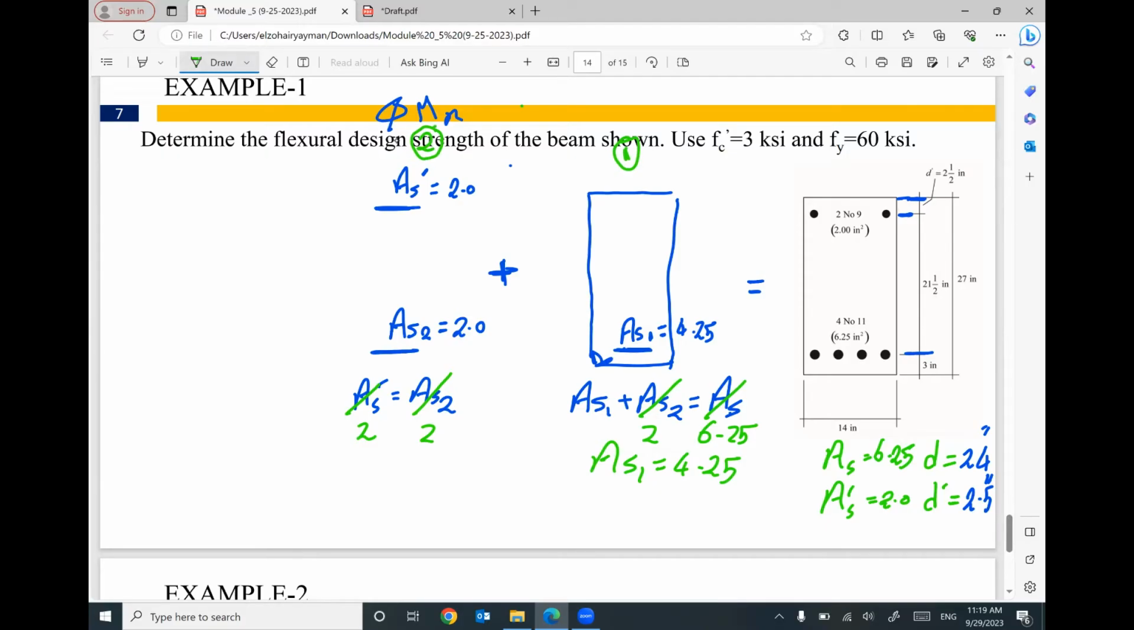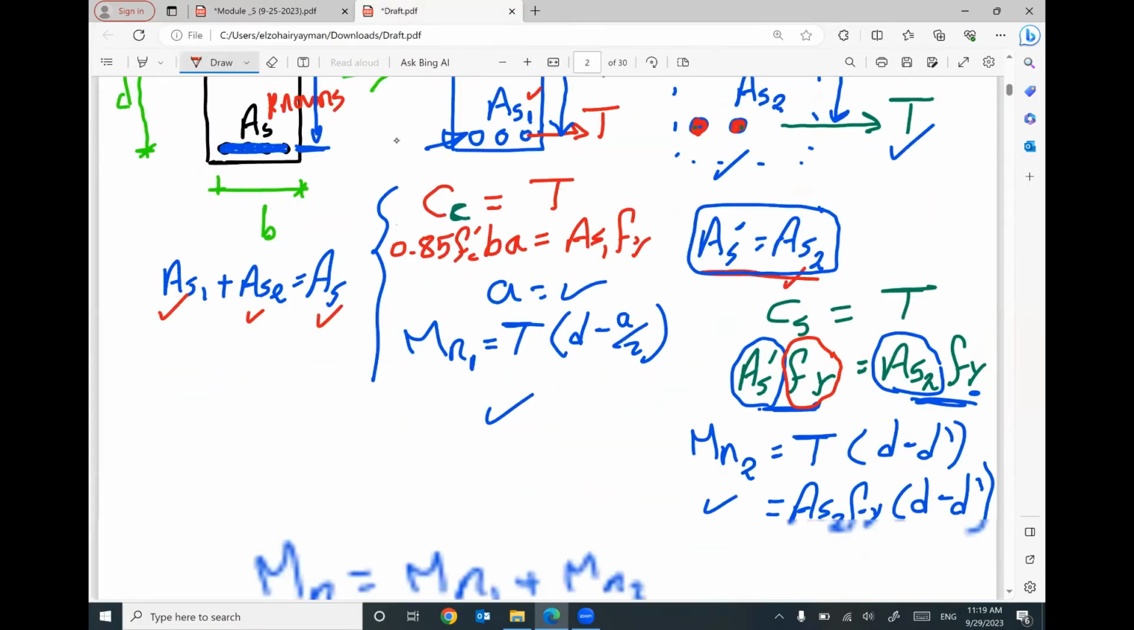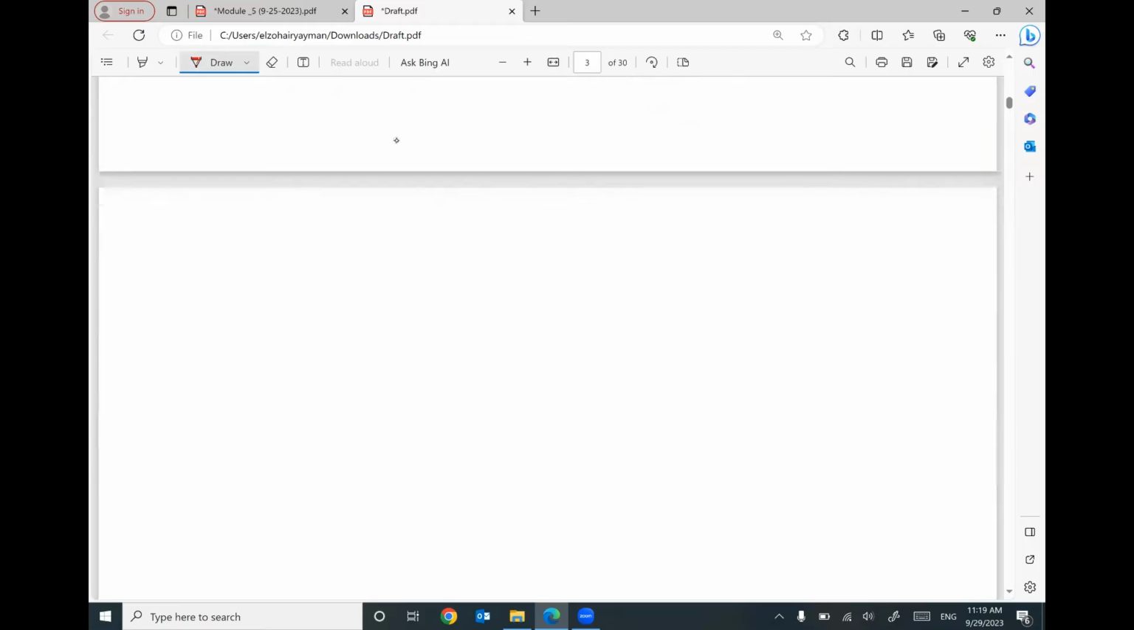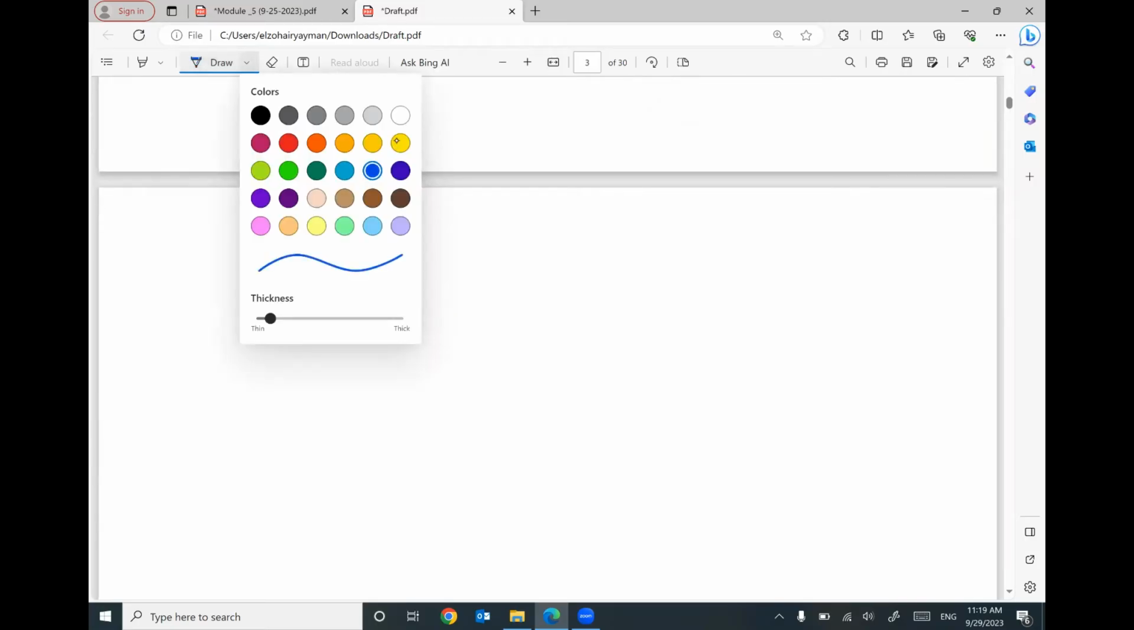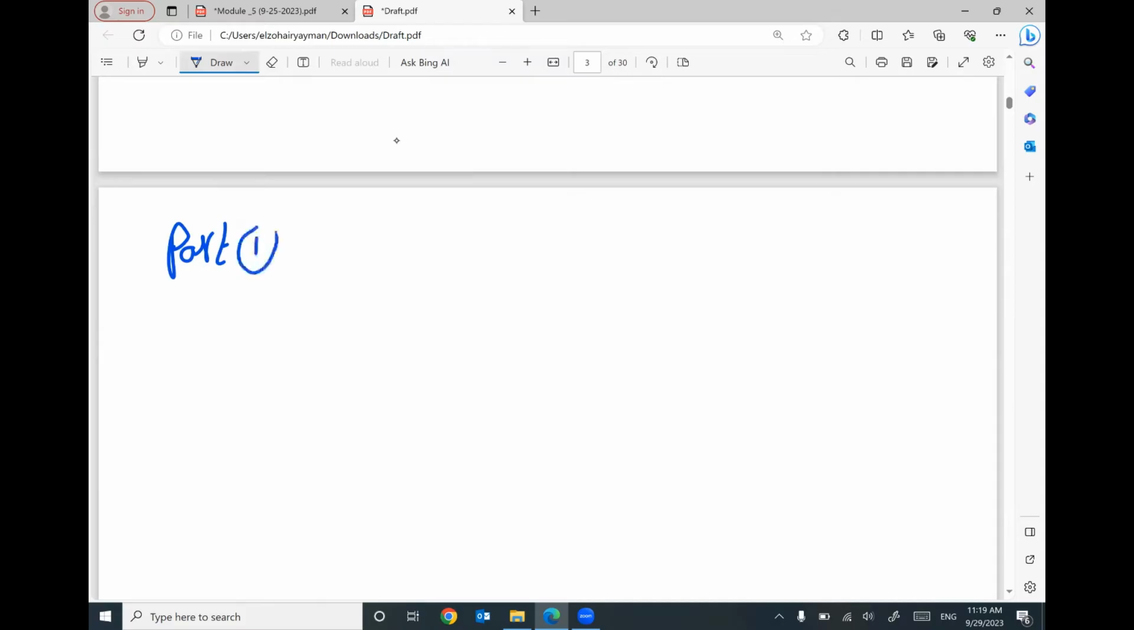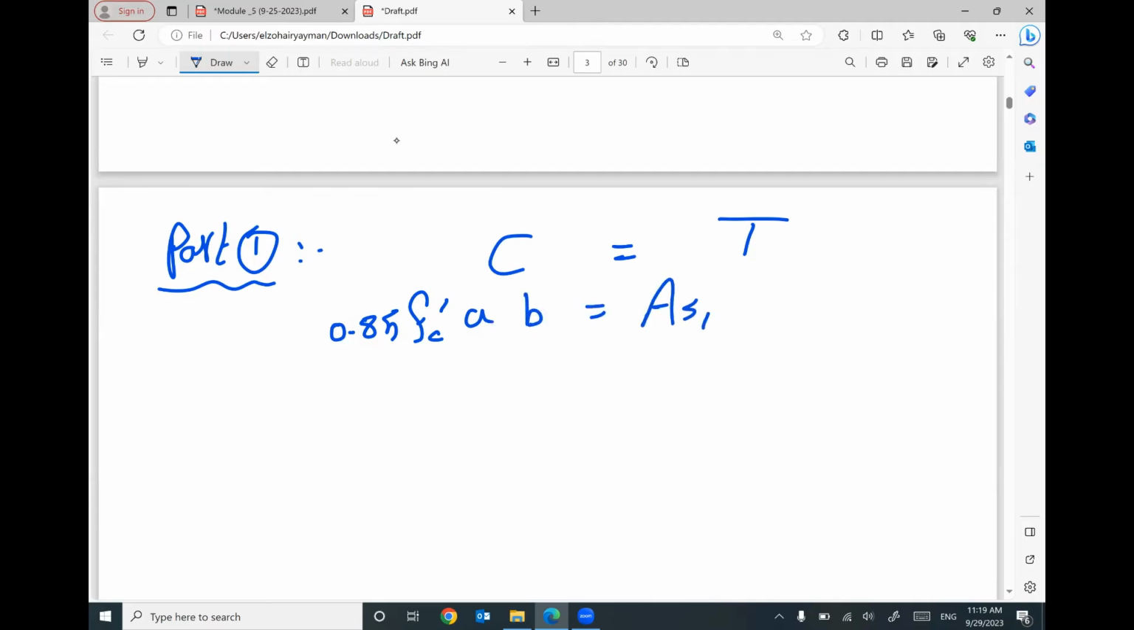For part number 1, I will have my neutral axis. I will have compression at the top and tension at the bottom. I can say capital C equal capital T. So, we can start here. For part number 1, I said capital C equal capital T. So, 0.85 F prime C times A times B equal area steel 1 times F yield.